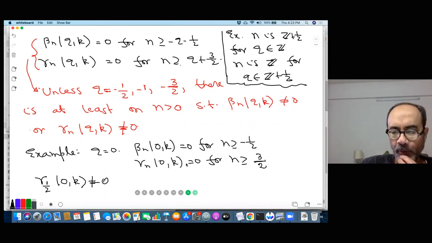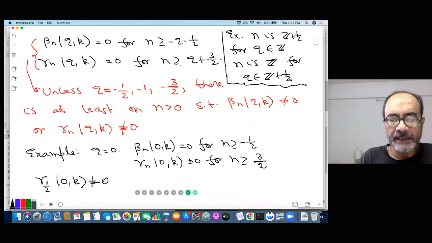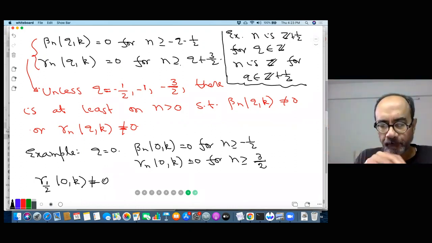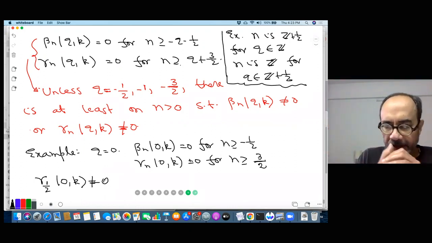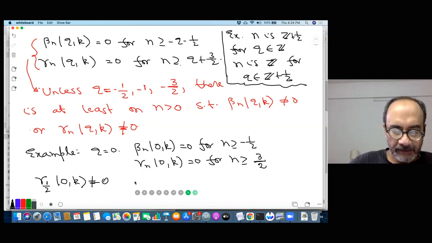Okay, some positive mode doesn't annihilate this. So this is something that you are familiar with. For example, C1 acting on the vacuum is not zero. But here there is a difference because gamma is a bosonic oscillator. It's bosonic. So gamma half to arbitrary power on 0k is also not equal to 0.